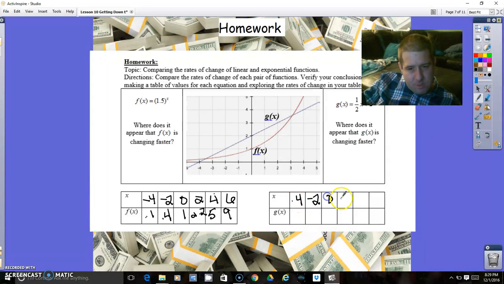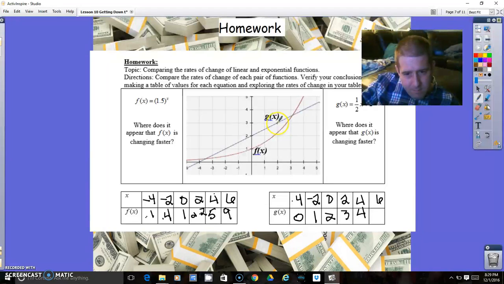-4, -2, 0, 2, 4, 6, same numbers. But now we're talking about the linear one. -4 is obviously 0. It has a height of 0 right here. -2 has a height of 1. 0 has a height of 2. These are going much easier this time. This has a height of 3. 4 has a height of 4. And, okay, did I mess one up here?